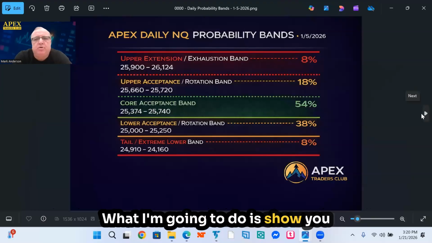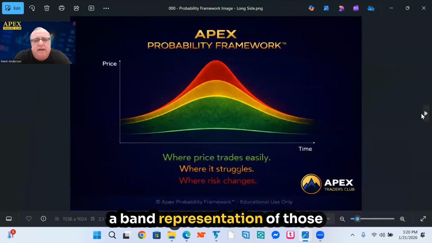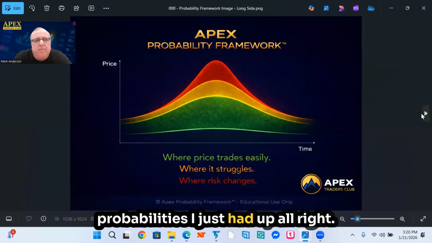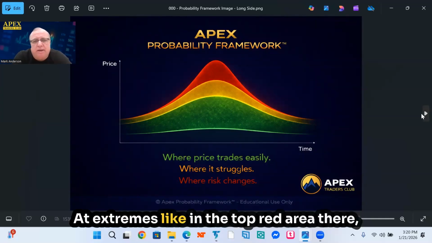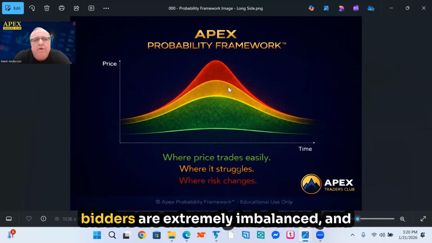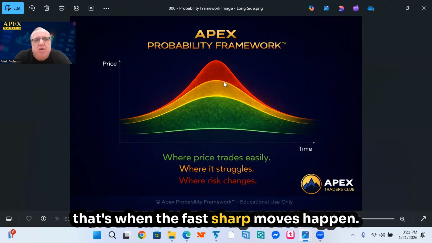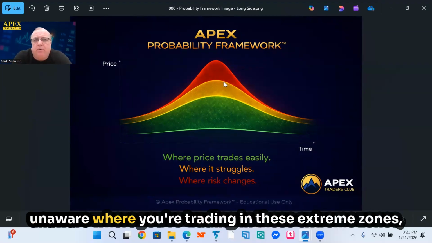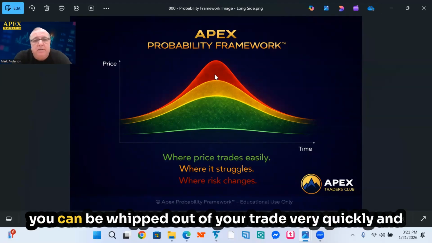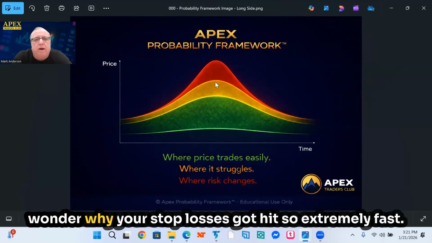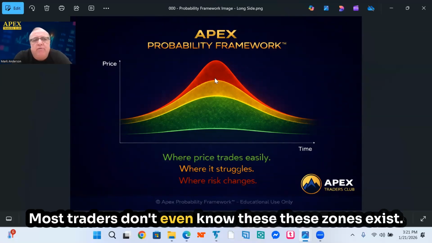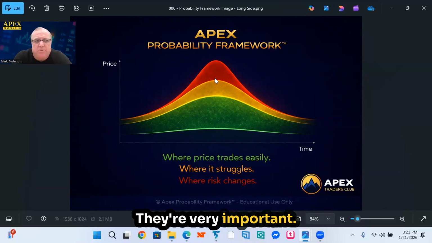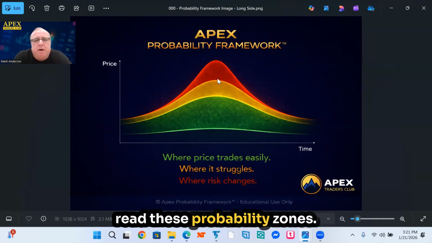What I'm going to do is show you a band representation of those probabilities. At extremes, like in the top red area there, bidders are extremely imbalanced, and that's when the fast, sharp moves happen. Trades can quickly go against you, and if you're unaware where you're trading in these extreme zones, you can be whipped out of your trade very quickly and wonder why your stop losses got hit so fast. Most traders don't even know these zones exist. They're very important. So let me explain how to read these probability zones.